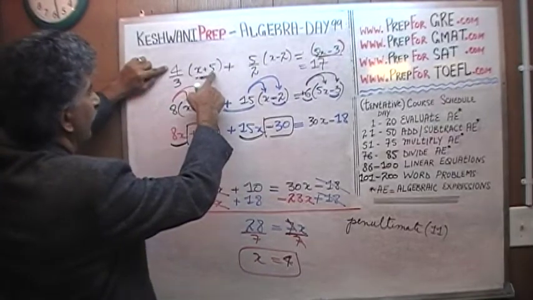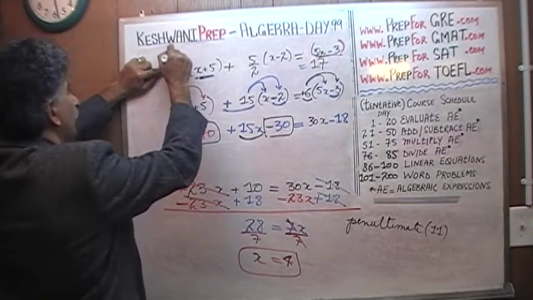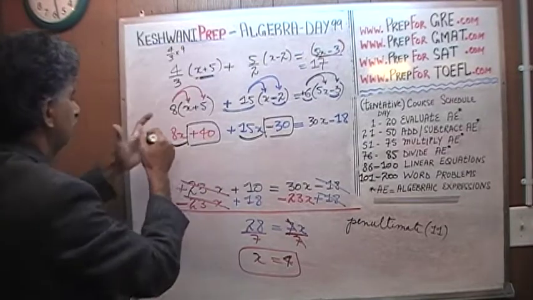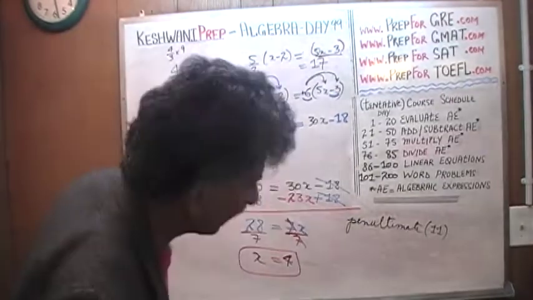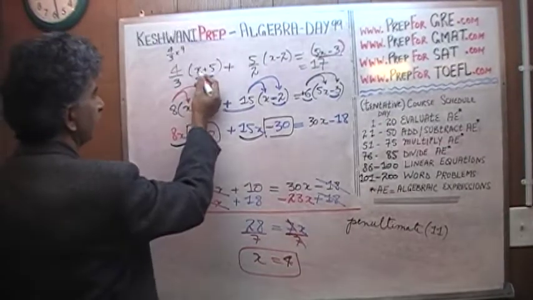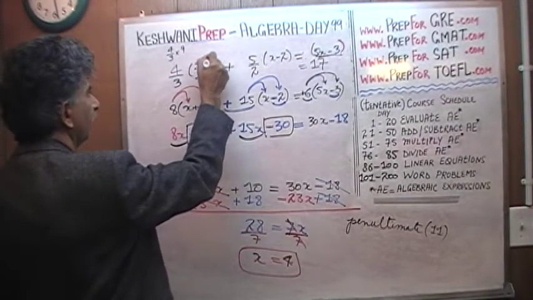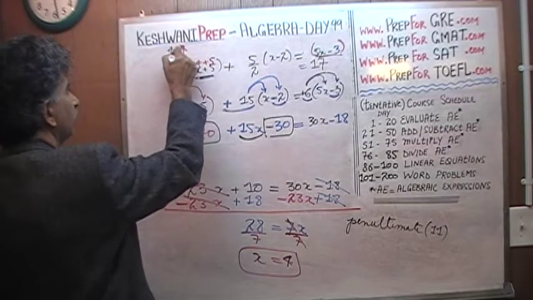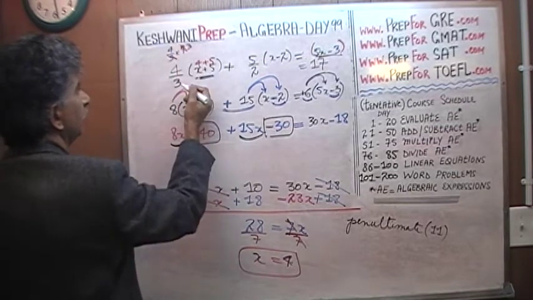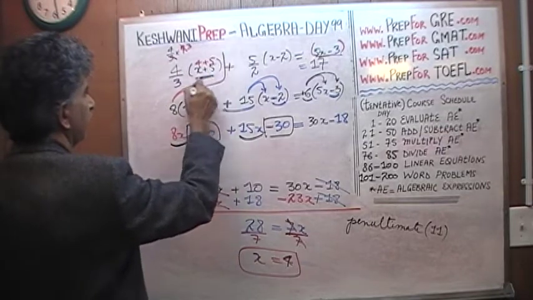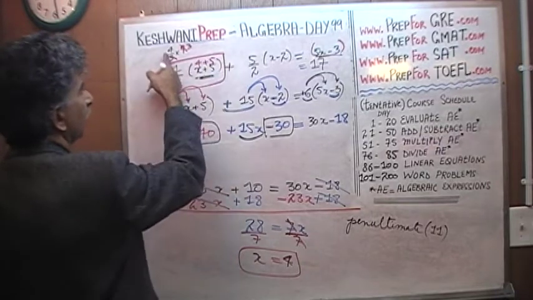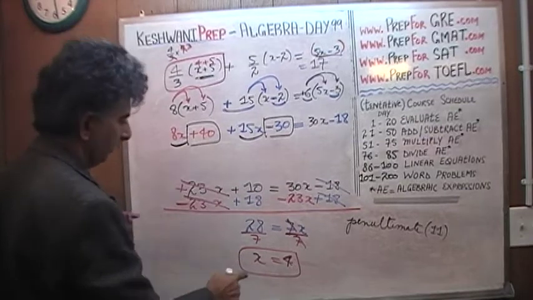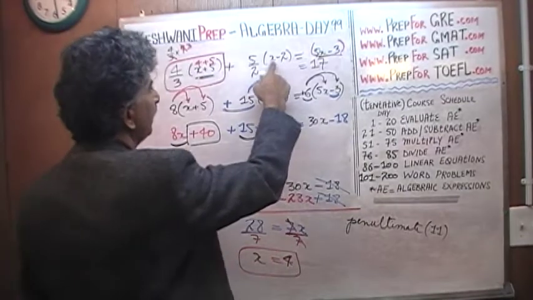4 plus 5 is 9. So it's 4/3 times 9. 4 plus 5 gives us the 9 part right here, and this 9 will cancel out with this 3, giving us a 3. So this entire thing is 12. 4 times 3 is 12. Again, x equals 4.